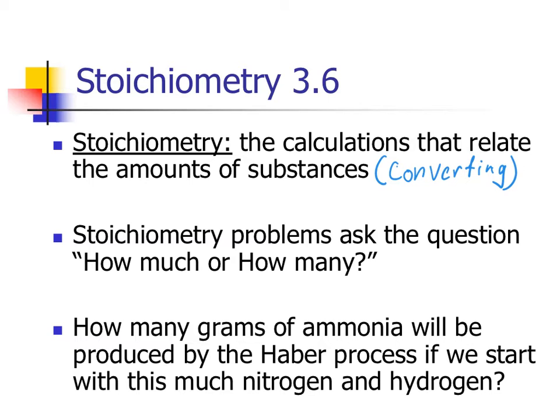Now, converting from grams to moles, we've done that. We've converted from moles to grams. We've converted from atoms to moles, and then moles to atoms. What stoichiometry does is it brings in chemical reactions. It's converting, utilizing units and a chemical reaction. And that's why we have you do the chemical reactions, balance them. And so we're kind of giving you all the little parts that you need to be able to put the problem together.